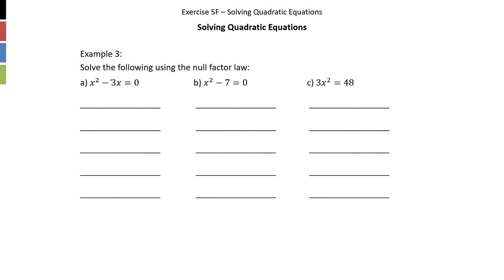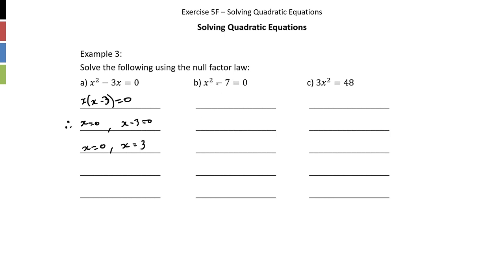In this one, and I've said this a couple of times, the very first thing you should ever look for is, can we take out the common factor? In this case we can. I get x times x minus 3 equals 0. Now I have the product of two factors equals 0. I can use the null factor law. Therefore, x equals 0, or x minus 3 equals 0. So x equals 0, x equals 3.